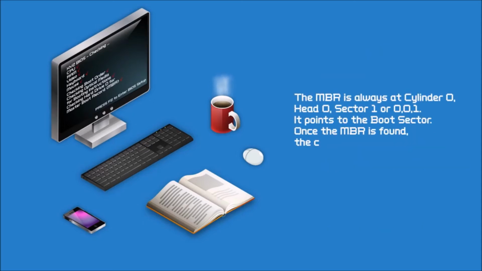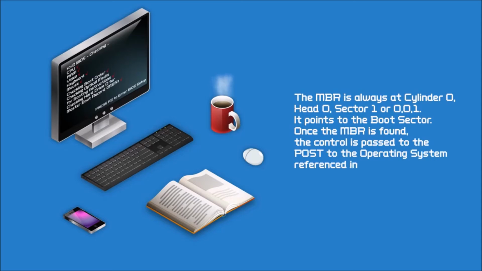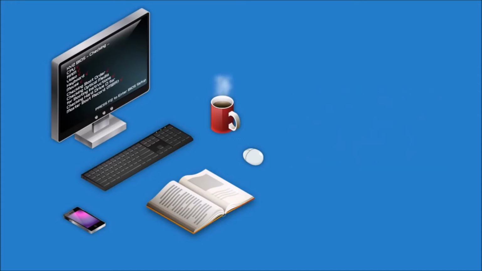POST is looking for the master boot record. The master boot record is always at cylinder 0, head 0 and sector 1. It points to the boot sector. Finally, the POST is done and the operating system takes over the rest of the work after the computer has booted up.